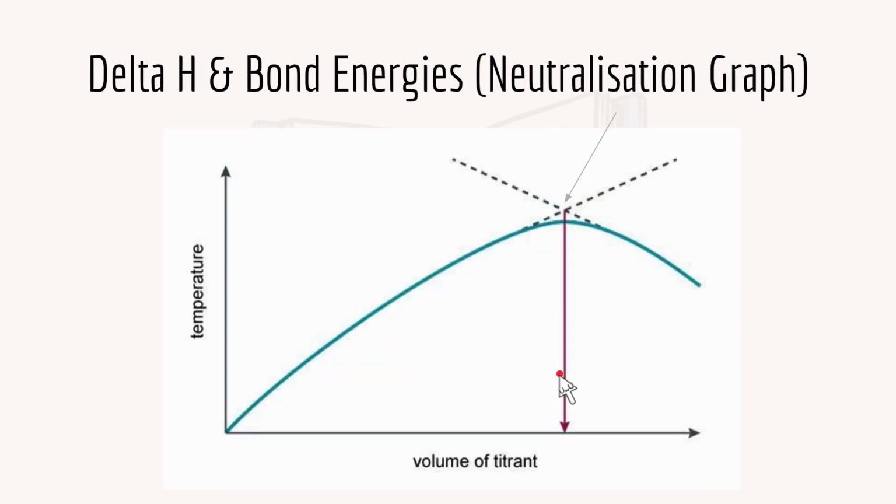So we'll move on now to a neutralization graph. So basically you can see this curve over here, and you just draw 2 lines of best fit for the curve at its peak to find where it intercepts, to find the volume of titrant where it is neutralized, and the temperature.